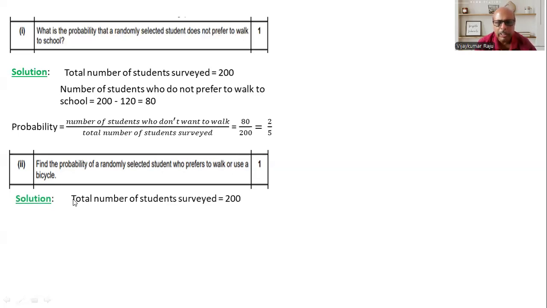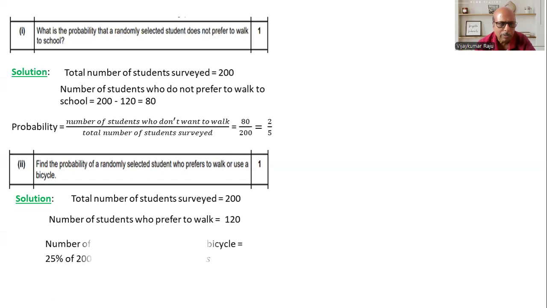Total number of students surveyed is 200. Number of students who prefer to walk, it is given 120. Number of students who prefer to use bicycle is 25%. That is 25% of 200. That is 25 by 100 into 200. That is 50 students. That means 50 students want to use bicycle.